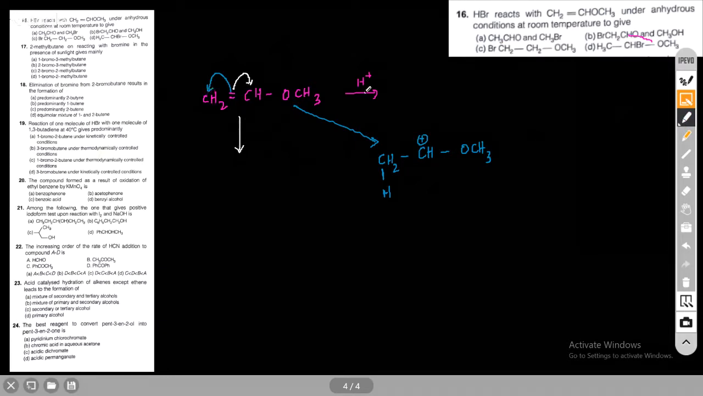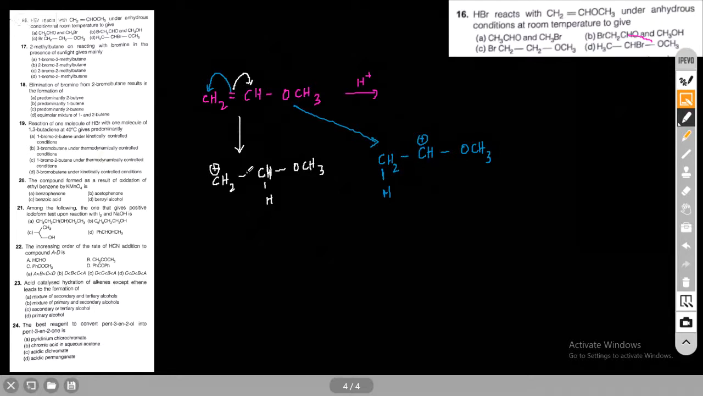In this case, what happens? This H plus will attack onto this carbon atom and we'll get CH2 positive charge on it, CH, H, and then OCH3. So these are the two possible intermediates we have in these two reactions. Now the point is which one is more stable, A and B. According to that, the product will form.